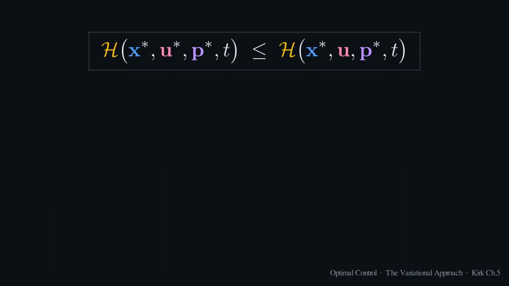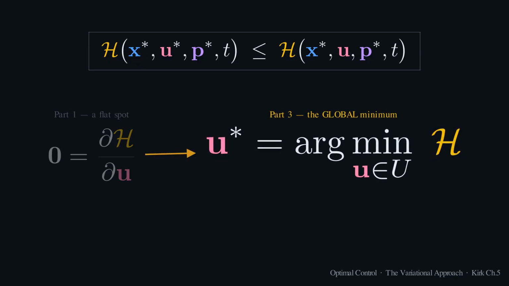Look at what changed. In part 1, we asked for a flat spot, the derivative of H in the control direction equal to 0. Now we ask for something stronger and more honest. Not a flat spot, but the actual global minimum of the Hamiltonian over the entire set of controls you're allowed to use. At each moment, look across every legal control and pick the one that drives H lowest. That's it. That's the principle. The optimal control minimizes the Hamiltonian.